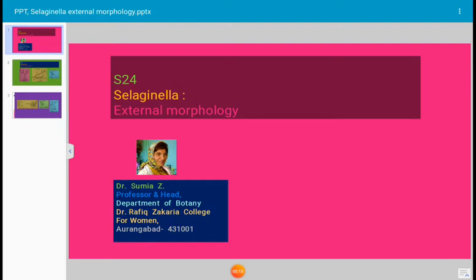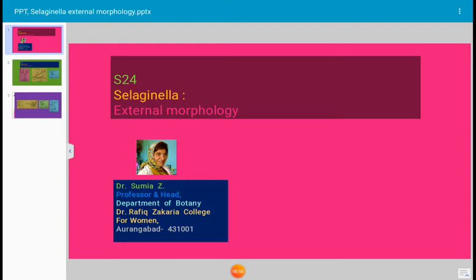Selaginella is found almost in all countries of the world. Majority of the species are found in the rainforest of tropical countries. They generally grow on the ground in humid and shady habitats. Some species are xerophytic and are found on granite rocks. The xerophytic species of Selaginella, which grow on rock, are also described as epiphytic plants. A few species are epiphytic.